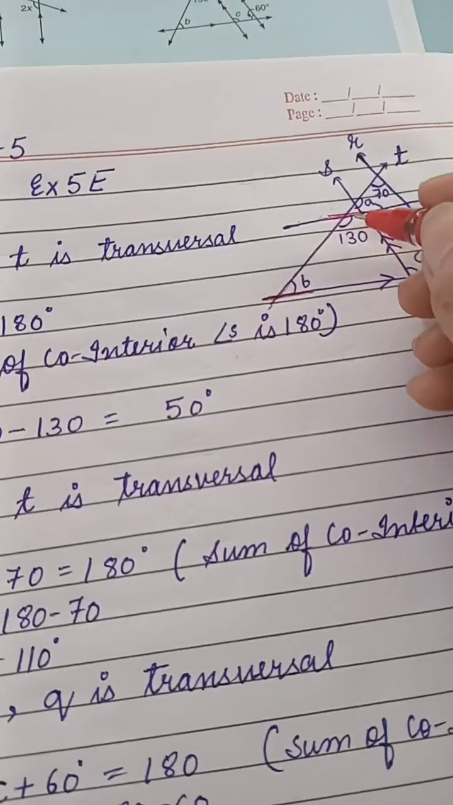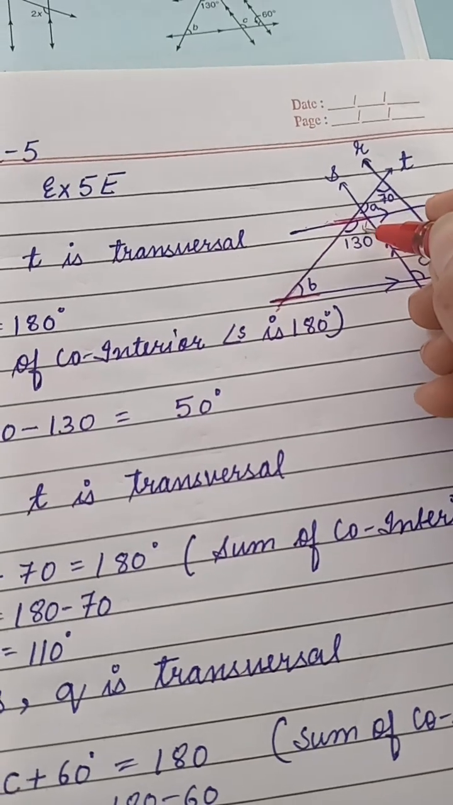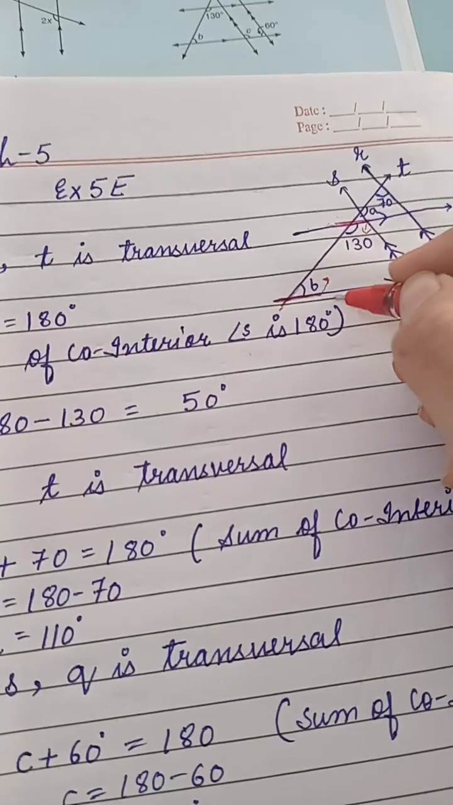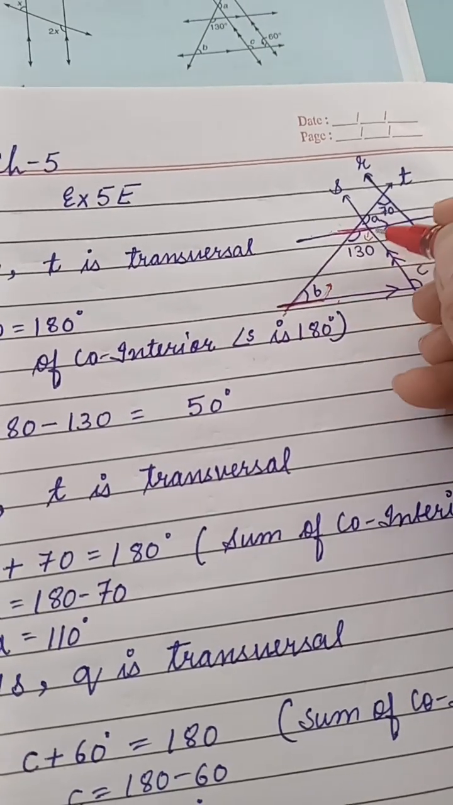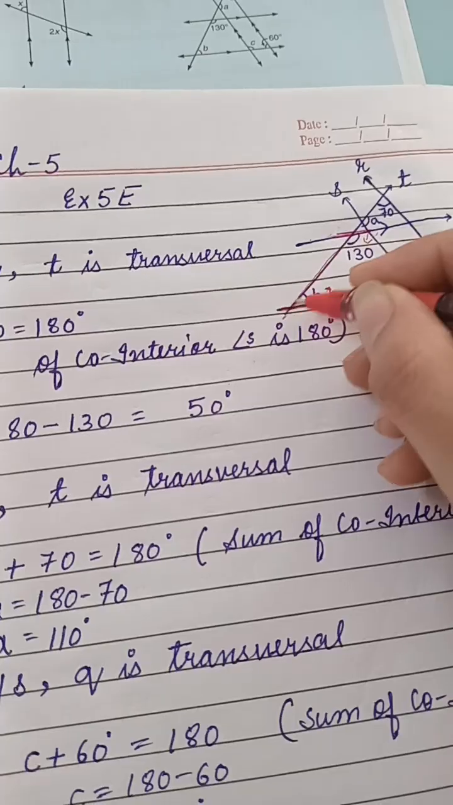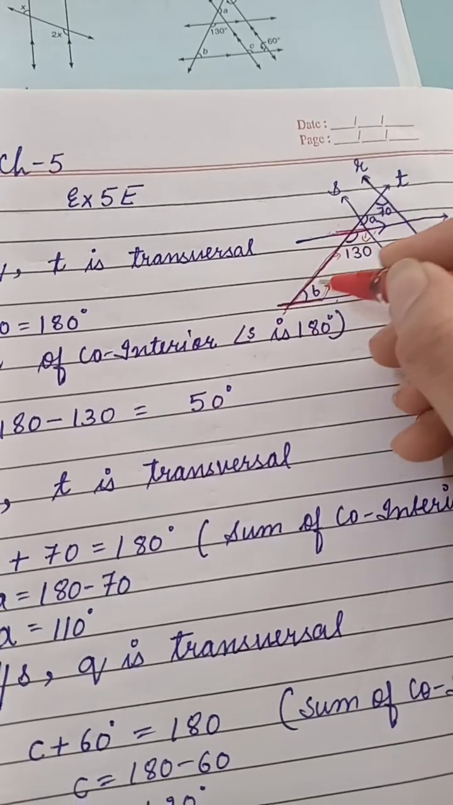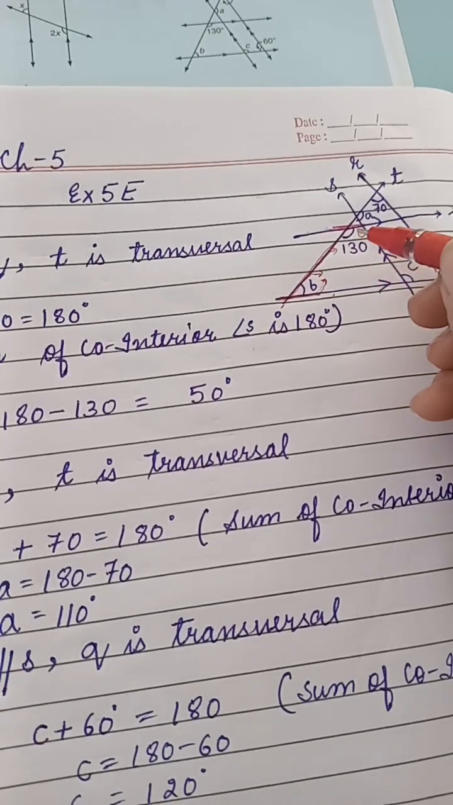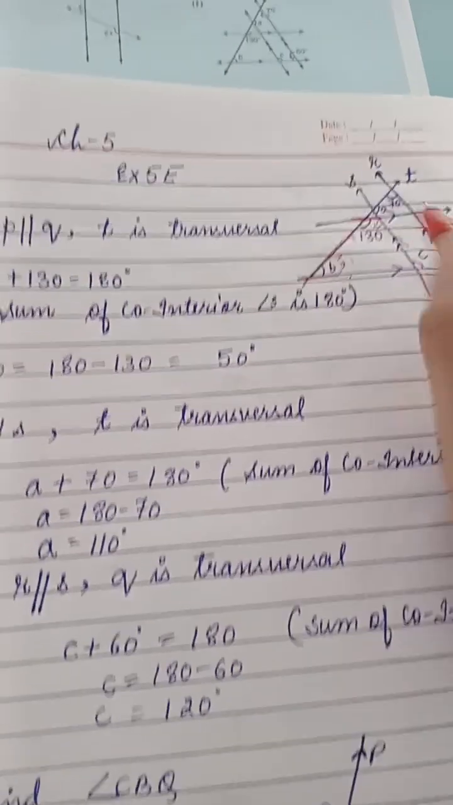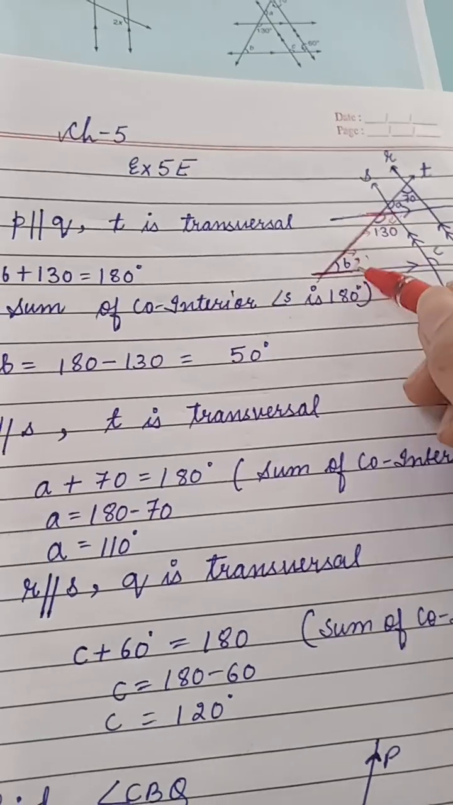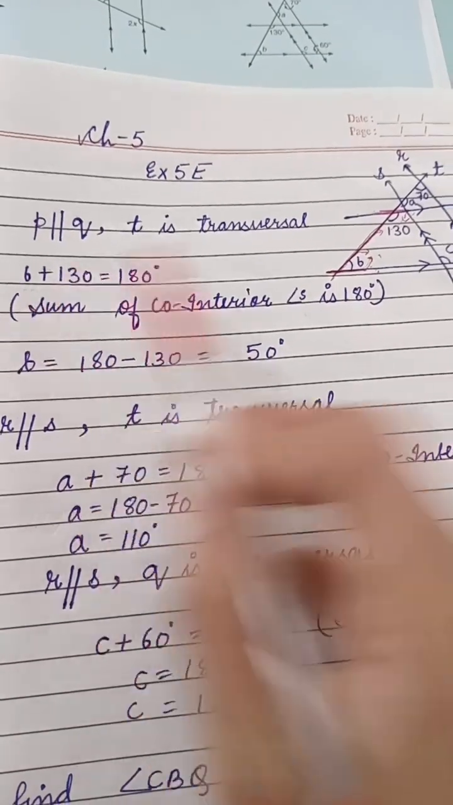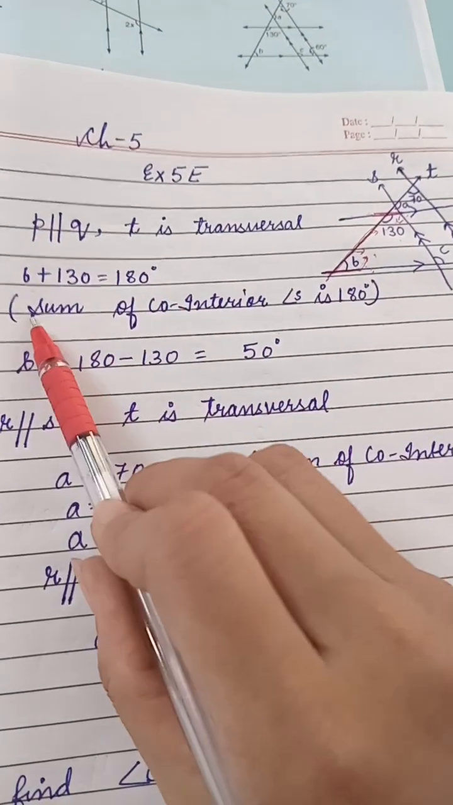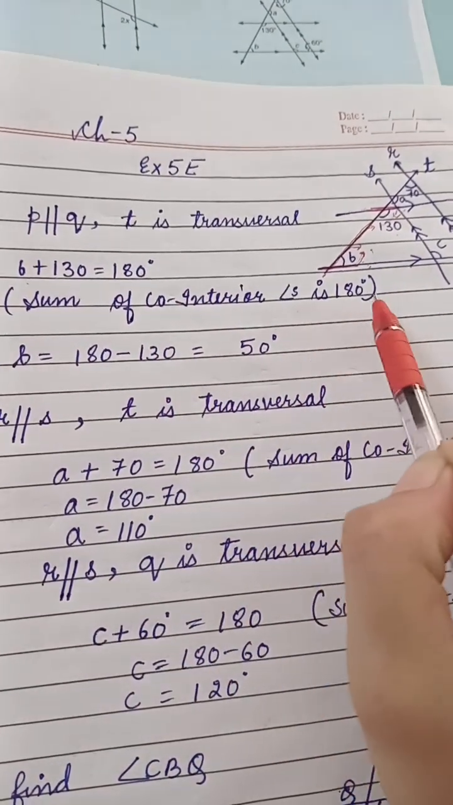Now look at this. This angle is over here and angle B is also interior of these parallel lines. Yes or no? They are in the interior and on the same side of the transversal, that is on the right hand side. So angle B is also on the right hand side. Correct? So they are co-interior. We are forming which angle? Co-interior angles. We know that angle B plus 130 equals 180. Why? Sum of co-interior angles is 180.